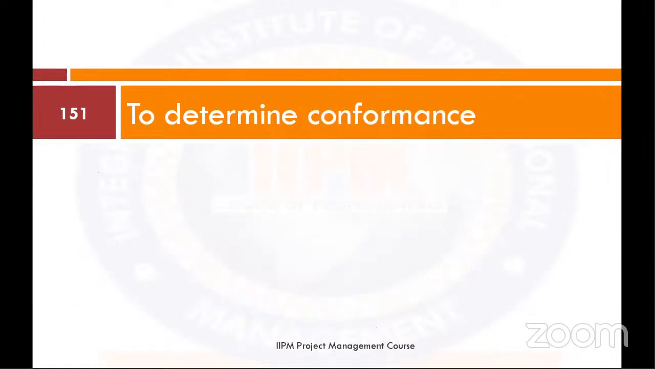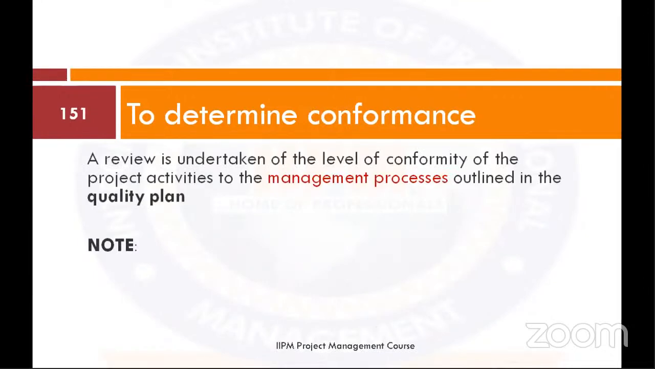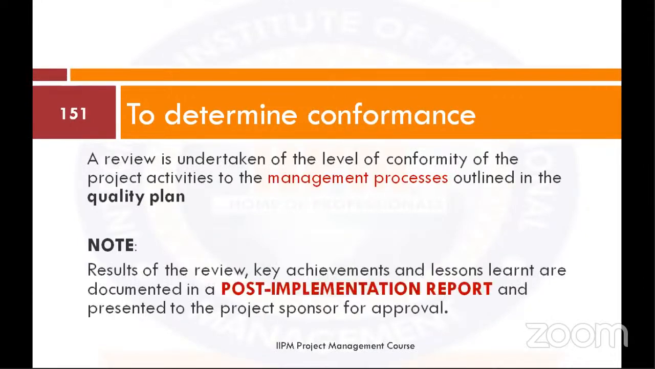Then to determine conformance towards quality, a review is undertaken of the level of conformity of the project activities to the management process outlined in the quality plan. Note, results of the review, key achievements and lessons learned are documented in a post-implementation report and presented to the project sponsor for approval.